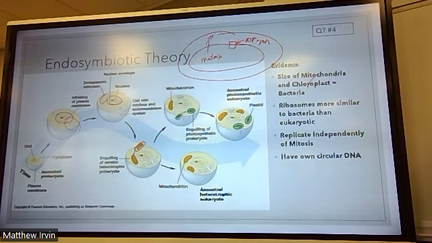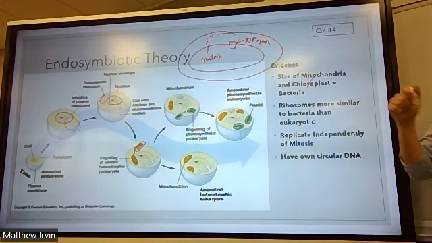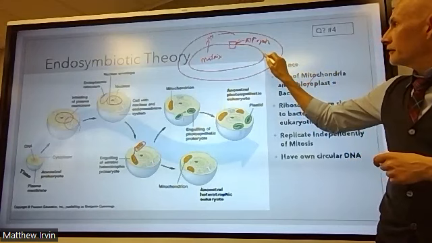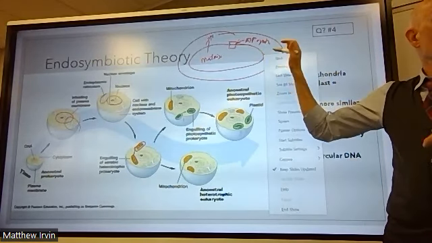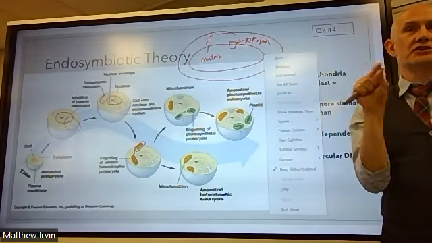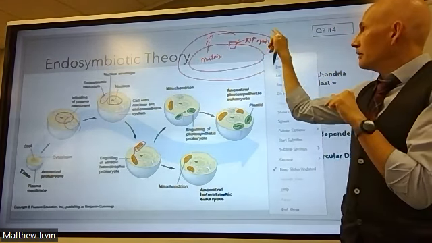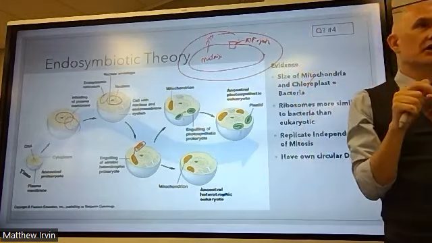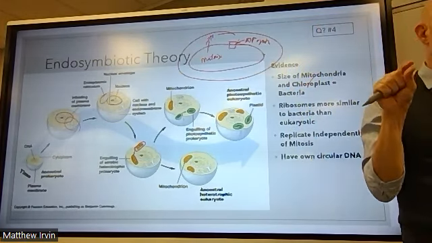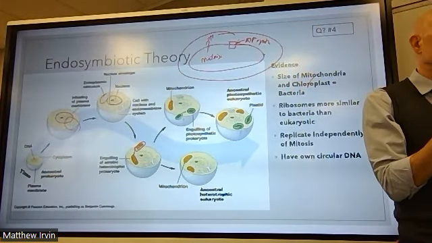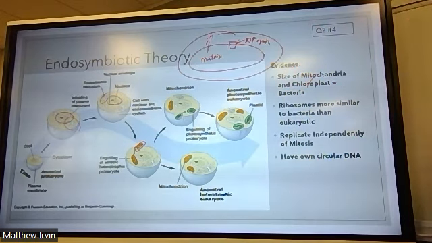And also, it's very interesting, if you look at the inner membrane of the mitochondria, it has the same structure as a prokaryotic cell membrane. But the outer membrane of the mitochondria has the same structure as a eukaryotic cell membrane. So that just tells you that when it came in through phagocytosis, it just didn't get eaten. It actually became beneficial.